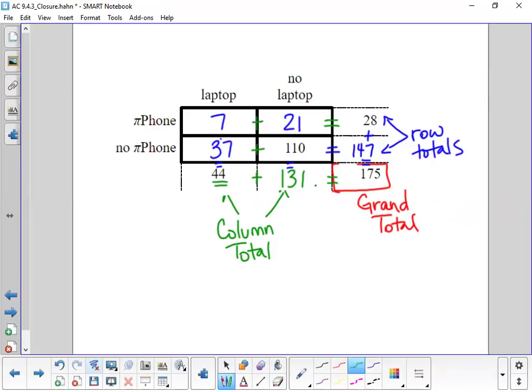37 plus 110 should equal 147. Yep, that's right. And then I can do the same thing down the columns. 7 plus 37 equals 44. 21 plus 110 equals 131.